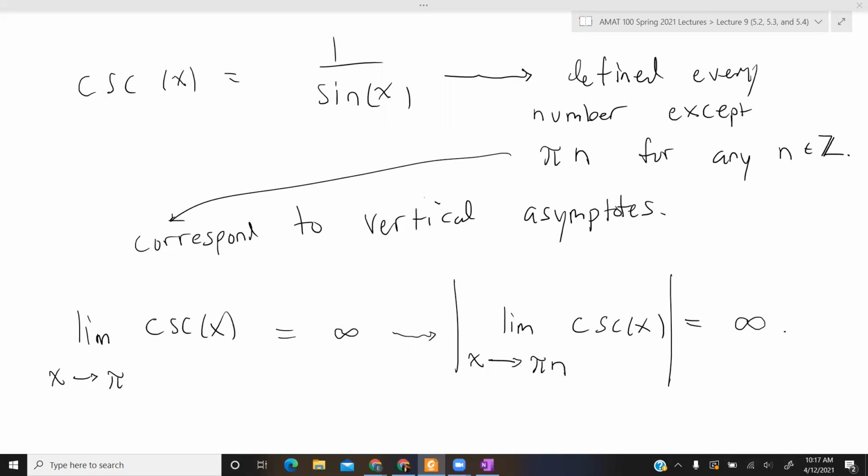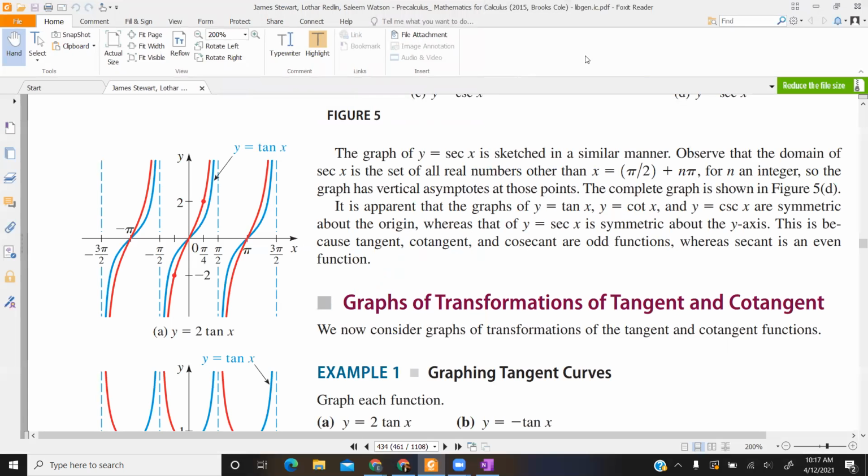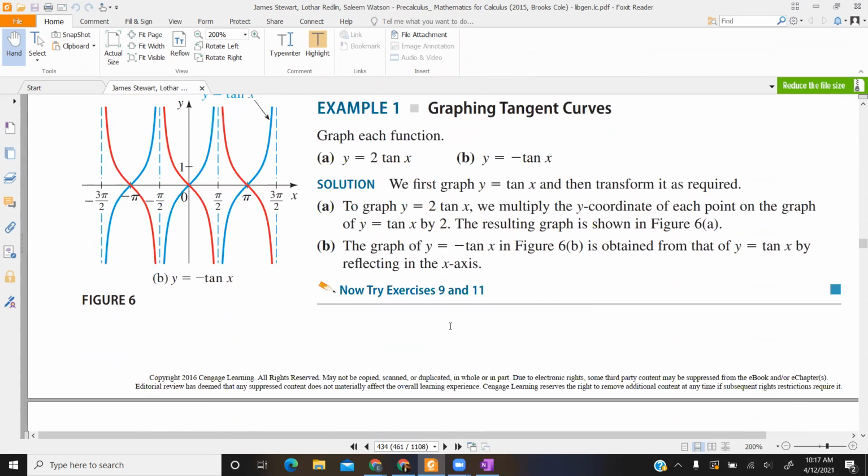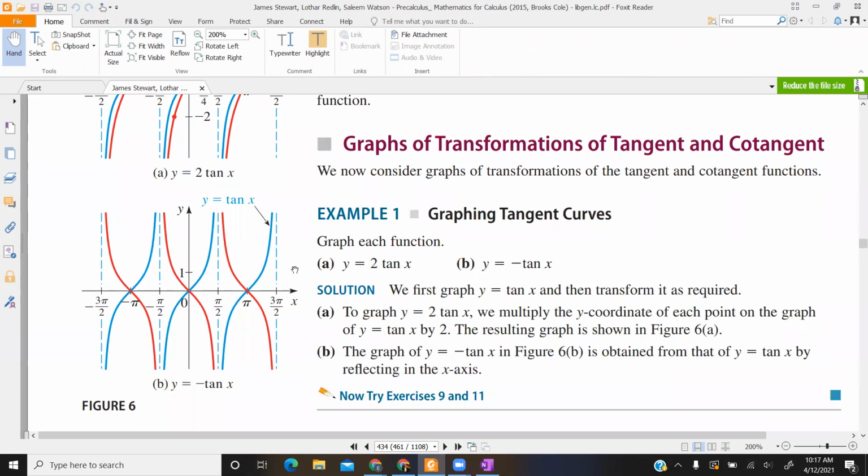So let's maybe look at some examples. These don't involve plotting, and as I said in my last video, this tablet isn't the best for drawing these graphs, so I'm just going to pull the book up again. So this is example 1. We have these two graphs. We have y equals 2 times tan x, and the other part is y equals negative tan x, and we want to graph these.